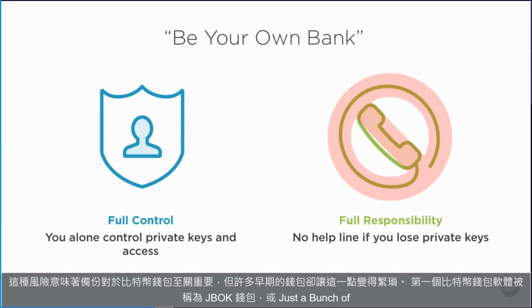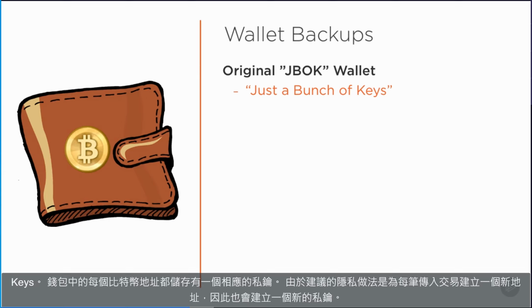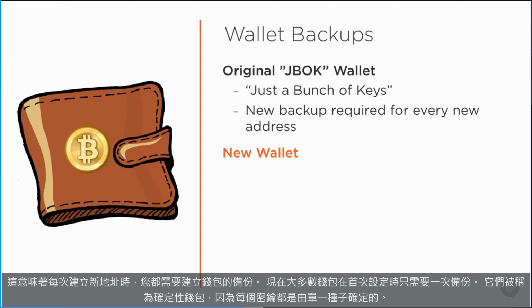This risk means that backups are essential for Bitcoin wallets, but many early wallets made this cumbersome. The first Bitcoin wallet software was called JBOK wallet, or just a bunch of keys. For each Bitcoin address in the wallet, a corresponding private key was stored. As the recommended privacy practice is to create a new address for each incoming transaction, a new private key would also be created. This meant you needed to create a backup of your wallet every time a new address was created. Now, most wallets only require one backup when you first set them up.